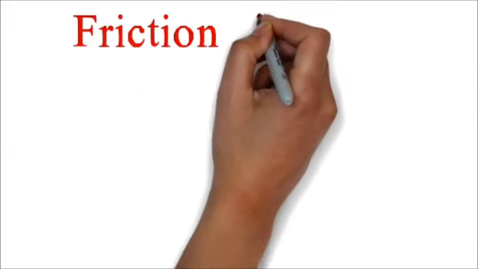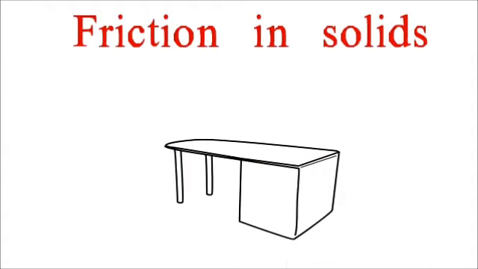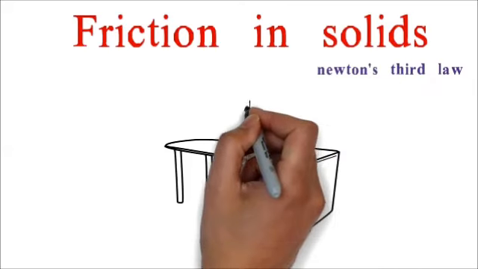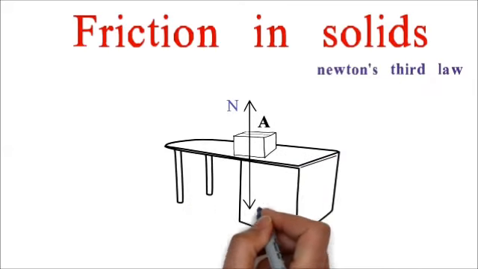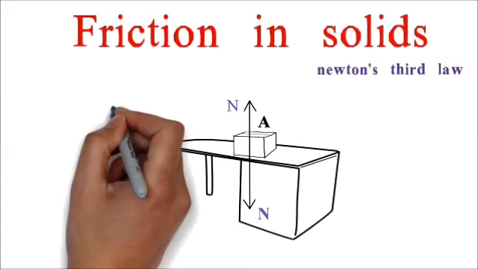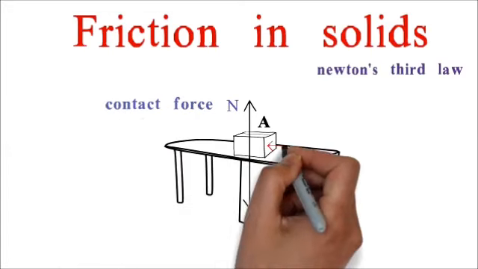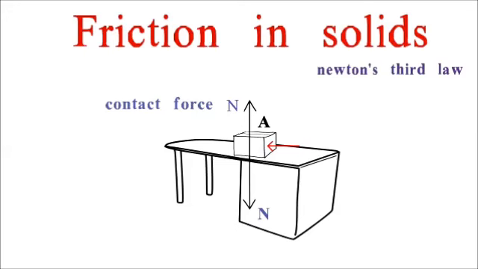In this video, let's study force of friction between solid surfaces. Consider a block A placed on a surface. According to Newton's third law, the block and the table apply normal forces on each other. Here, this normal force is the contact force. Suppose I try to push the block, but the block doesn't move.